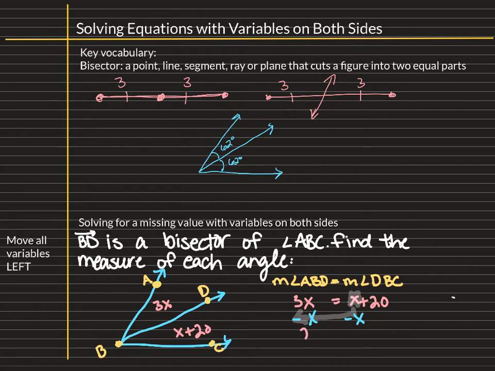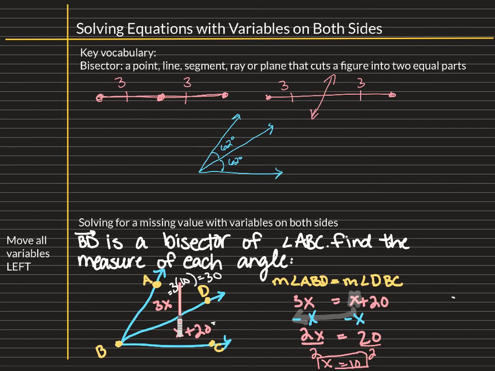By doing that, I eliminate the x on the right side, and I'm left with just 2x on the left side. So now I have 2x equals 20, and I want to get rid of that 2 in front of my x. And to do that, I'm going to divide by 2 on both sides. When I take 20 and divide it by 2, I'm left with x equals 10. And my original problem asked me to find the measure of each angle. So I'm going to do that by plugging what x is equal to, 10, into the original expression and simplifying.